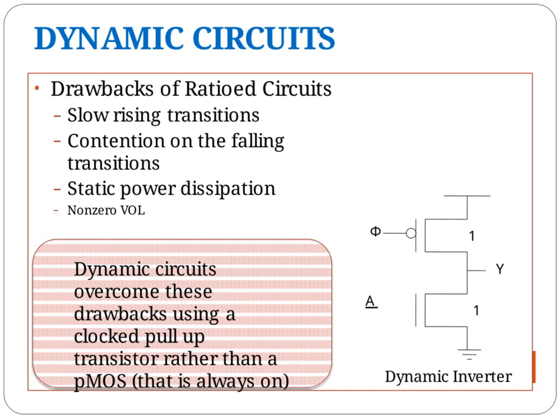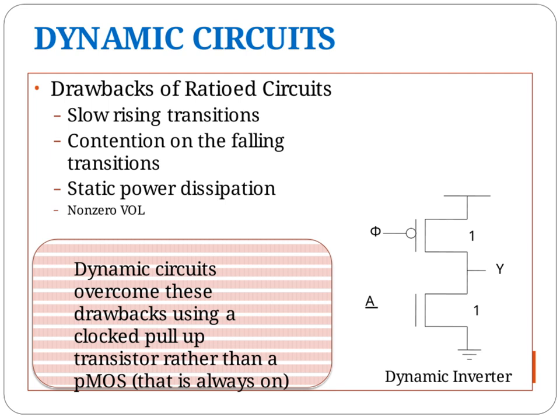Here, we're looking at the drawbacks of ratioed circuits. One major issue is the slow rising transitions, which can limit the speed of the circuit. Then, there's contention during the falling transitions, causing conflicts that affect performance. Ratioed circuits also suffer from static power dissipation because of the continuous current flow. Additionally, the output voltage low level VOL is non-zero, meaning it doesn't fully reach ground, which can be problematic for logic levels.